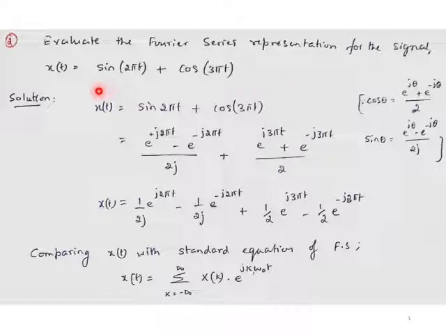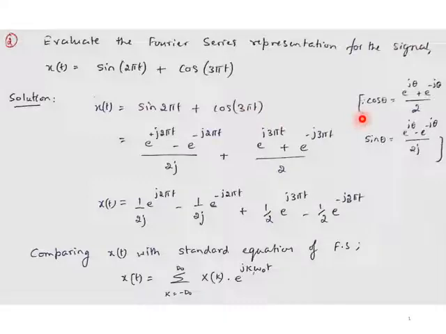So let us try to identify x of k, the standard coefficient values, with respect to the given x of t. So x of t is taken in terms of sine 2 pi t plus cos 3 pi t. We know how we can represent sine theta and cos theta. Cos theta is nothing but e to the power j theta plus e to the power minus j theta, divided by 2. Sine theta is nothing but e to the power j theta minus e to the power minus j theta, divided by 2j. This is how we can represent it.